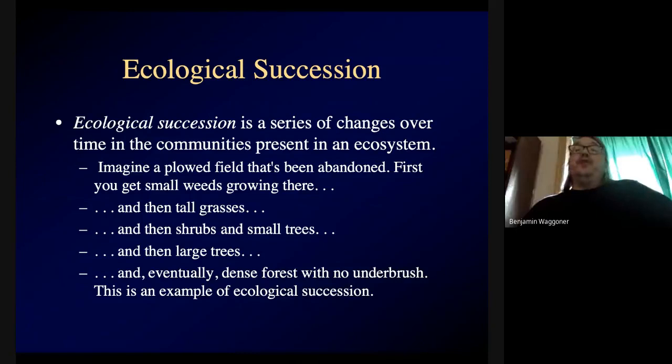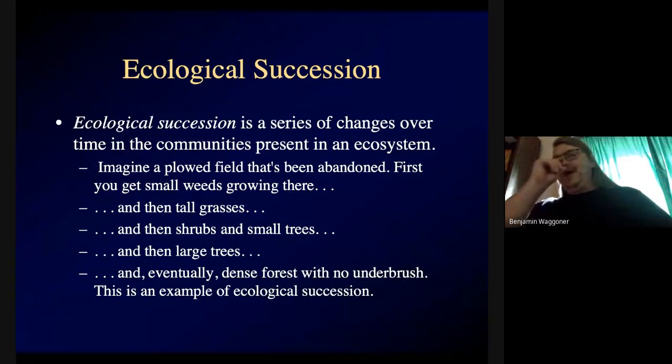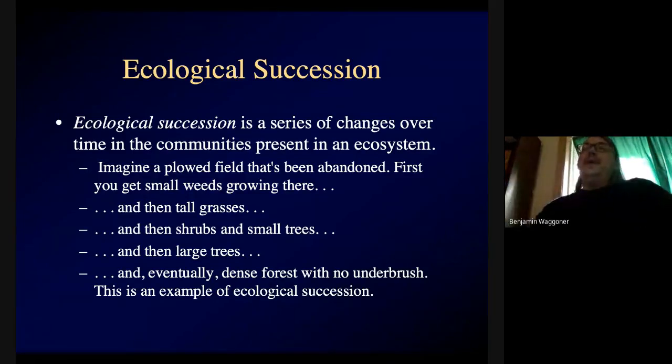So first you'll start seeing small weeds growing there. If you give it more time, maybe about a year, you'll begin to see tall grasses growing there. It'll get thicker and more brushy. Give it a few years and shrubs are going to start coming in. So you're going to get more underbrush, bush that you have to bush hog your way through. Given a few more years and you'll begin to see trees getting taller and taller. And the trees, of course, will get larger and larger.